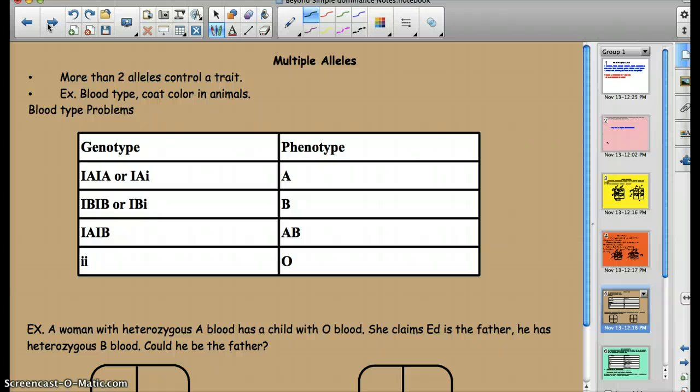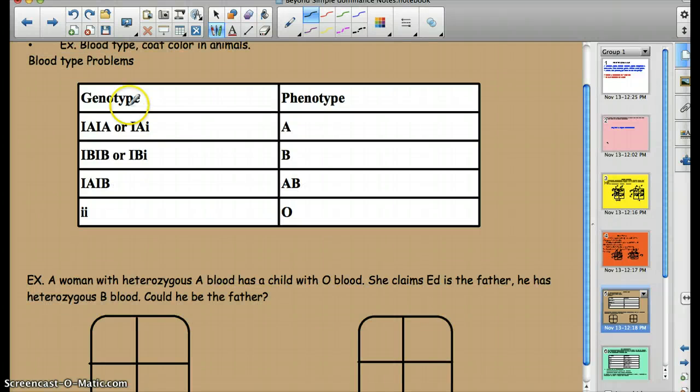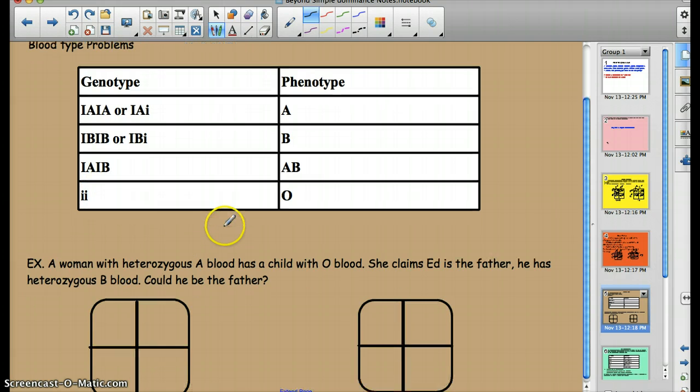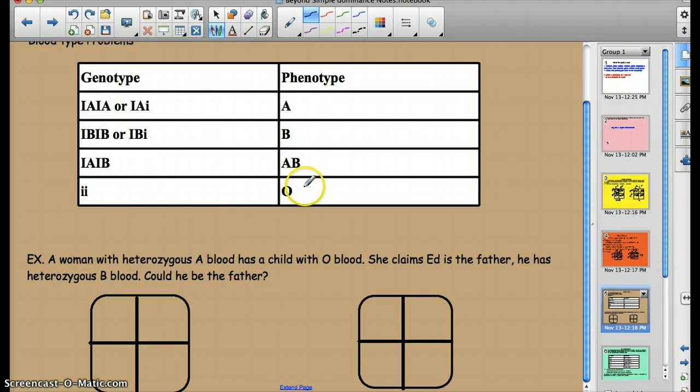Okay, multiple alleles. Multiple alleles means that there's more than two genes that make up a trait, or two alleles. So blood type, for example, is a great way to look at multiple alleles. If you look, you see how you have A blood type, B blood type, AB, and O? Well, with A, you can be homozygous A or heterozygous A. You can be homozygous B or heterozygous B. With AB, you've got one of each allele. And this is where the little i comes in for these two, because O is the recessive blood type, okay? So notice that A and B are the dominant blood types.